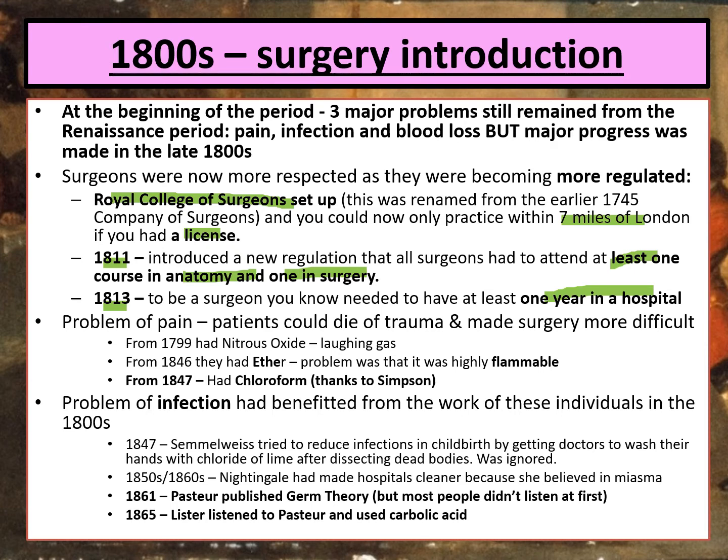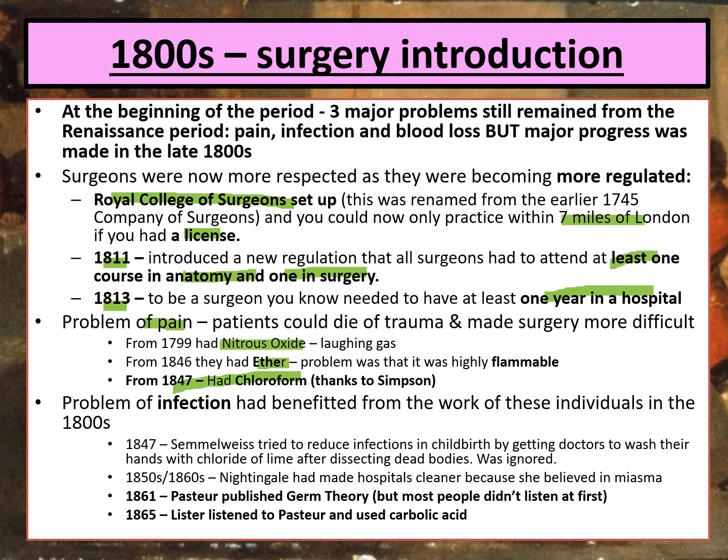However, as we know, there were still 3 major problems. Blood loss as a problem is not solved until the 1900s, and we'll look at that in a little bit. In terms of the problem of pain, they had made some progress in the early 1800s with things like using nitrous oxide, laughing gas, and they had things like ether as well as a form of a painkiller. Really, the crucial discovery is made in 1847 when they find chloroform, thanks to the work of Simpson. We'll come back to that in a bit.